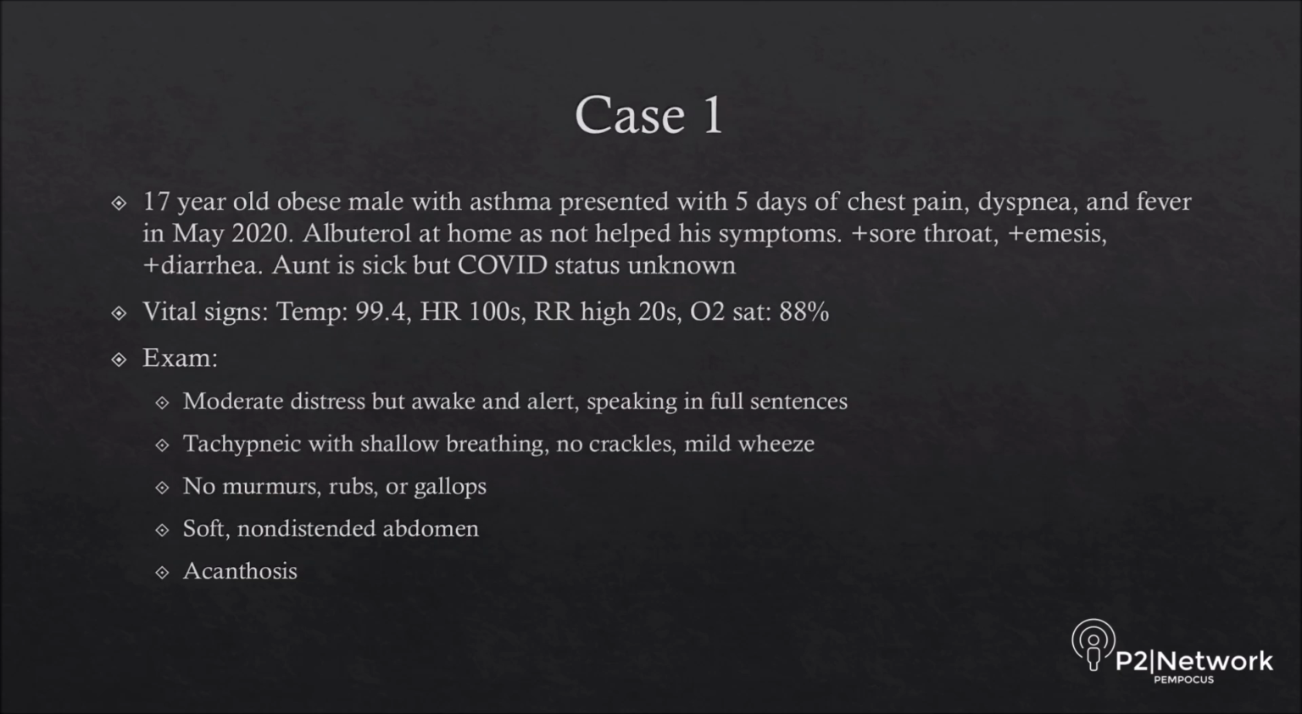So let's start off with our case. This is a 17-year-old obese male with a history of asthma who presents with 5 days of chest pain, dyspnea, and fever back in May of 2020. Parents tried albuterol at home, which didn't help with symptoms. He had a sore throat, emesis, and diarrhea, and was sick, but we're not sure of his COVID status.